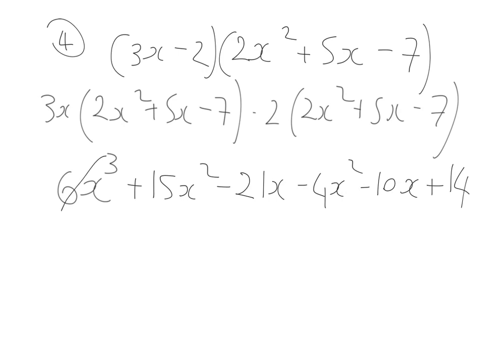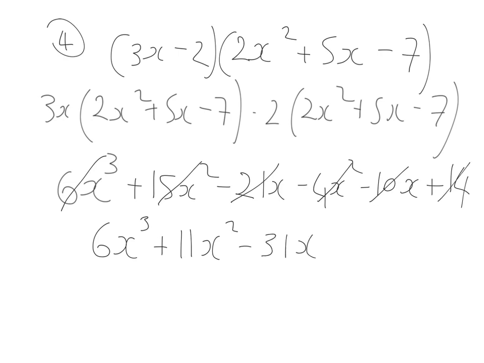Then collect together like terms, so I've got 6x cubed. 15x squared minus 4x squared is 11x squared. Minus 21x minus 10x is minus 31x plus 14, and that's the final answer.